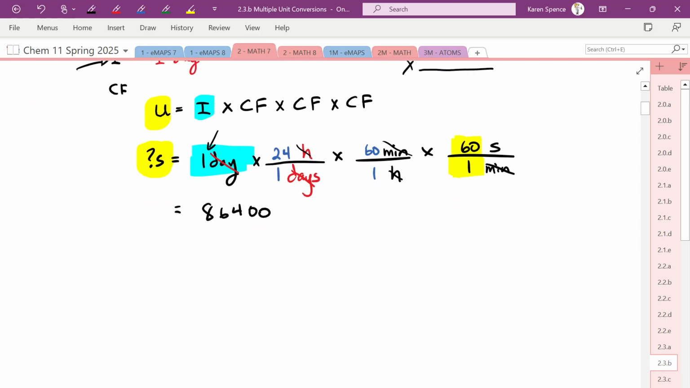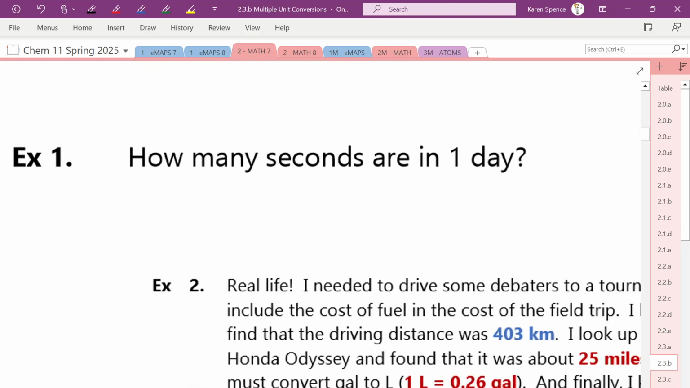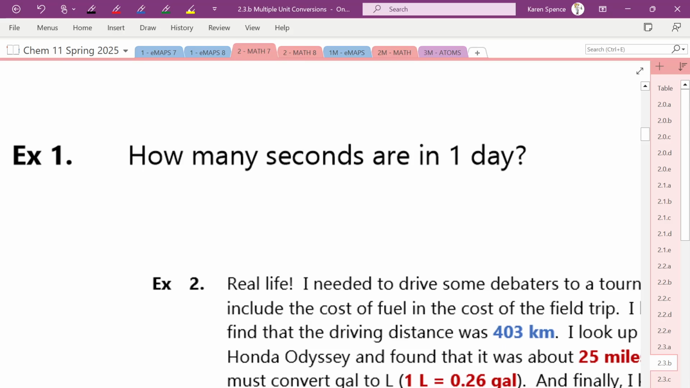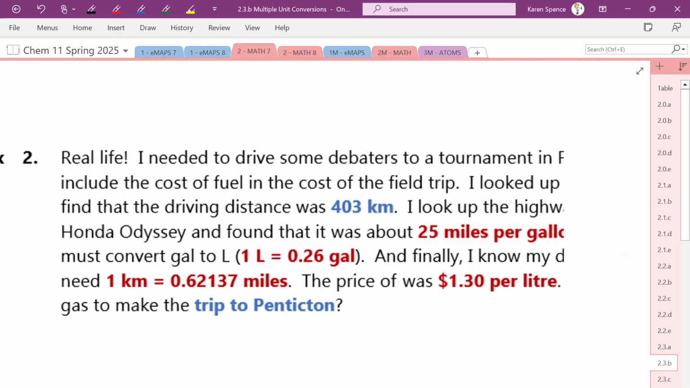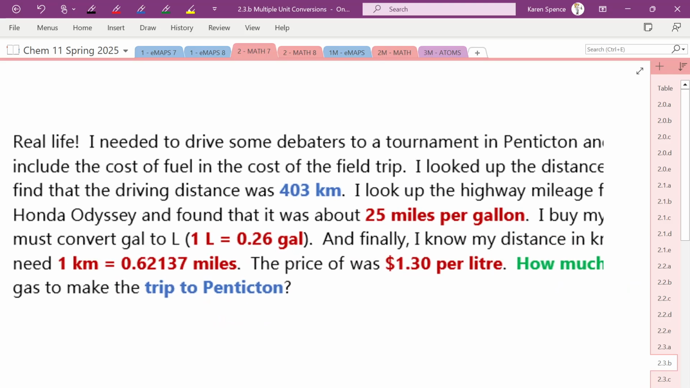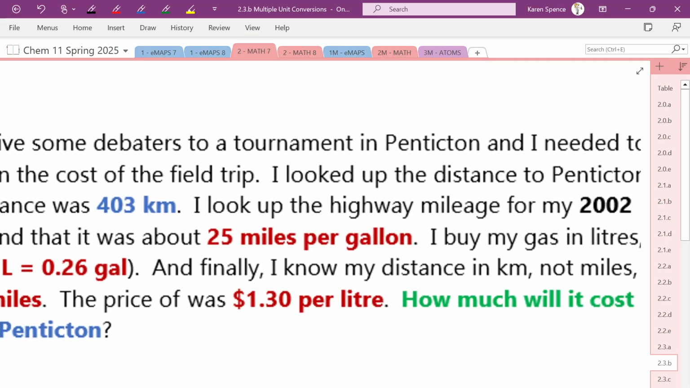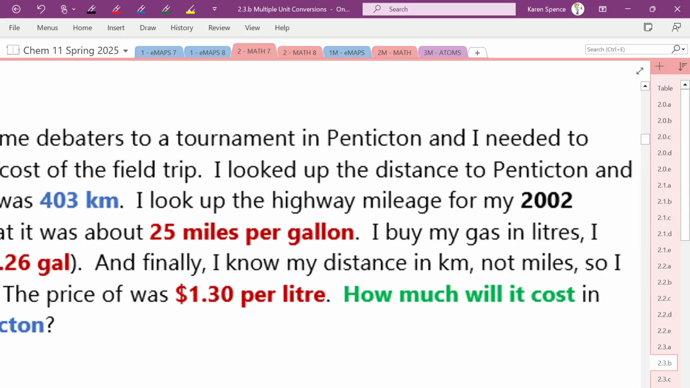Let's try a nasty example. Now, do you remember how I said I use this in real life? In real life, way back when, I used to coach the debate team. Wow. Way back when the school first opened. And I needed to drive some debaters to a tournament in Penticton.